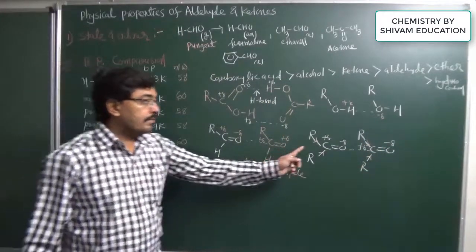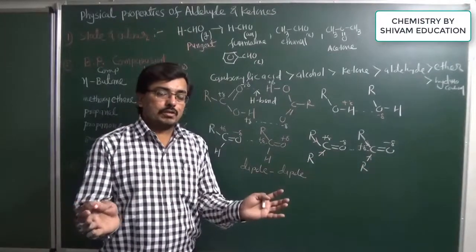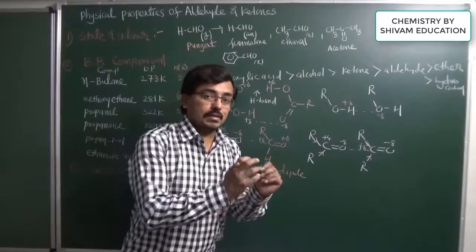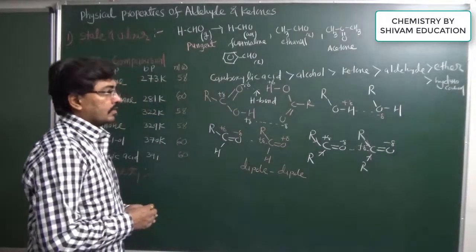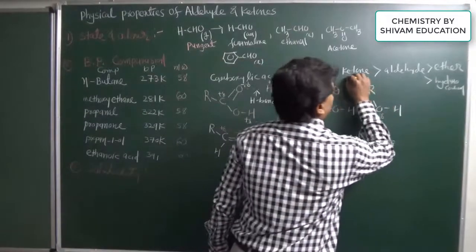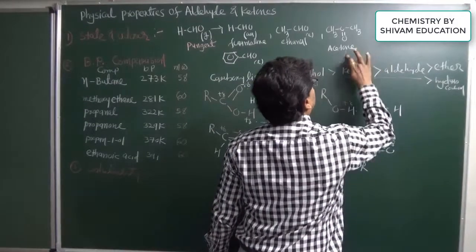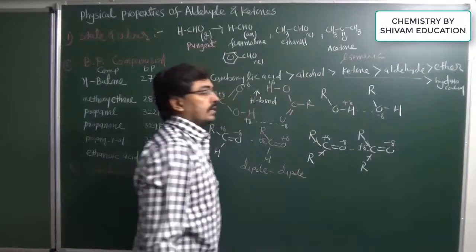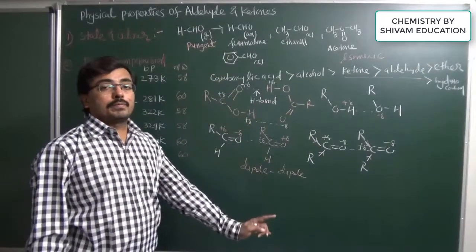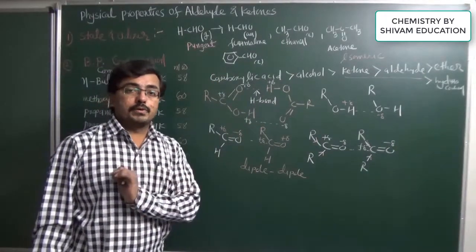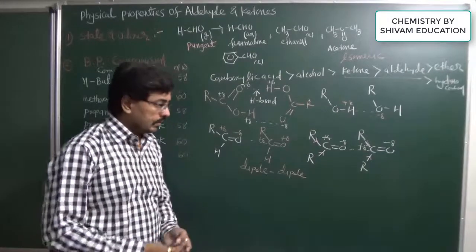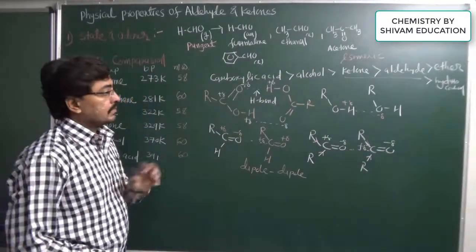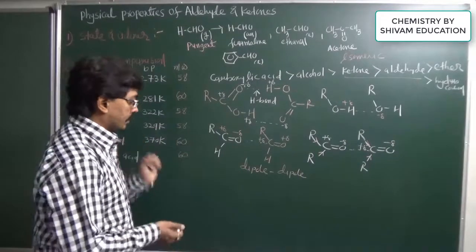So the dipole interaction will be strong in the case of ketone as compared to aldehyde. So in the case of isomeric aldehyde as well as ketone, the boiling point of ketone will be higher as compared to aldehyde. अब इसकी comparable molecular mass, तो comparable molecular mass किसको कहते हैं?